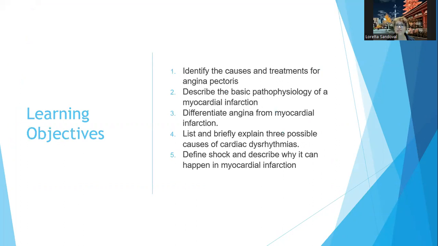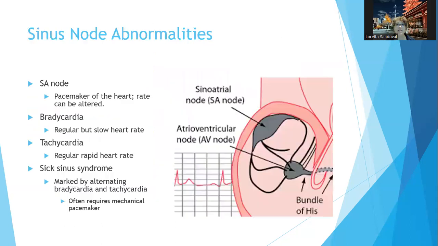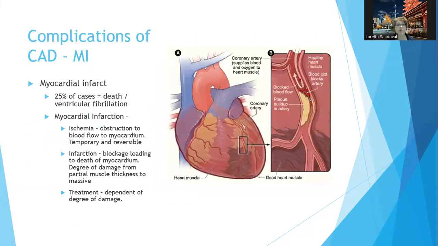So we want to identify the causes and treatments for angina pectoris. We want to describe the basic pathophysiology of a myocardial infarction. We want to be able to differentiate angina from myocardial infarction, and what is shock and why can it happen in myocardial infarction. So there are lots of different things that can cause shock, but myocardial infarction is one of them.